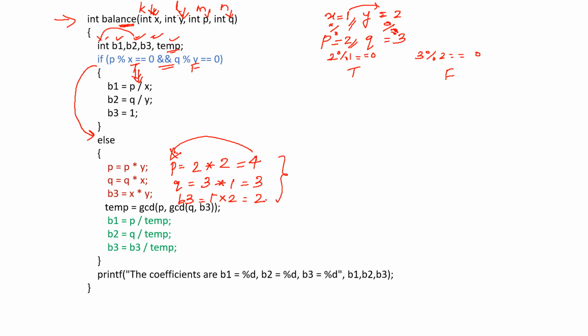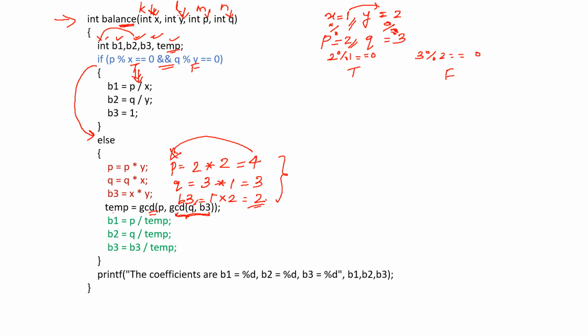That's why you're going for your next function call. So once this is executed, now you have got the new value for P as 4, Q as 3 and B3 as 2. What is the next instruction? Temp is equal to GCD of P comma GCD of Q comma B3. This is a recursive function, right? So first you will be executing this function GCD of Q comma B3.